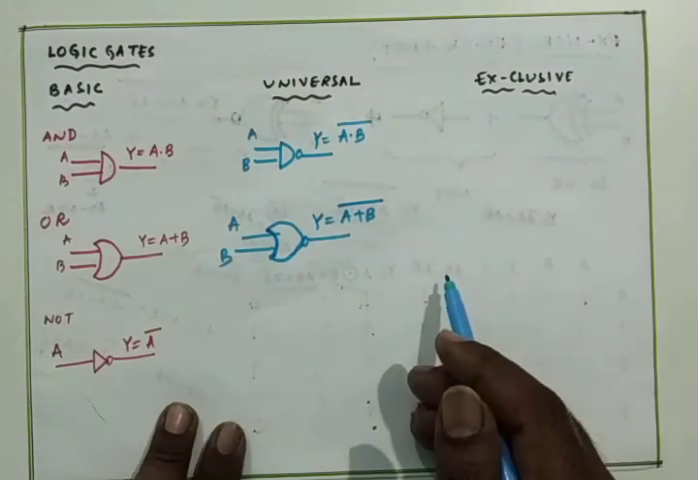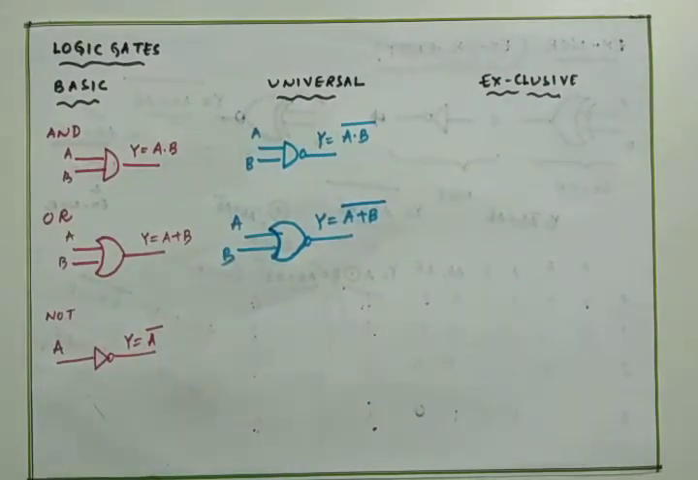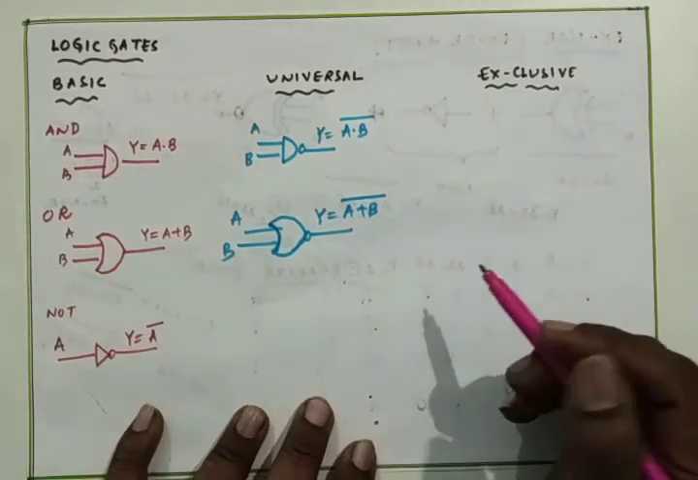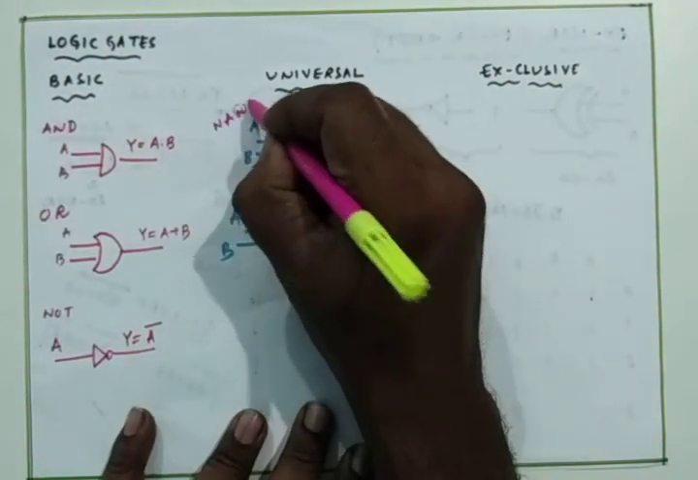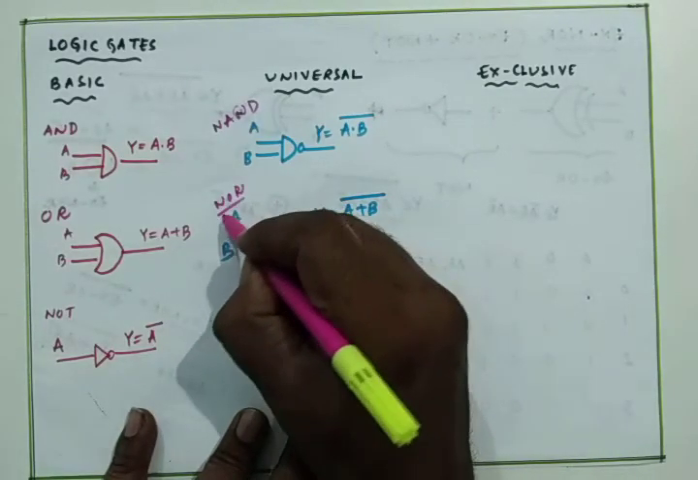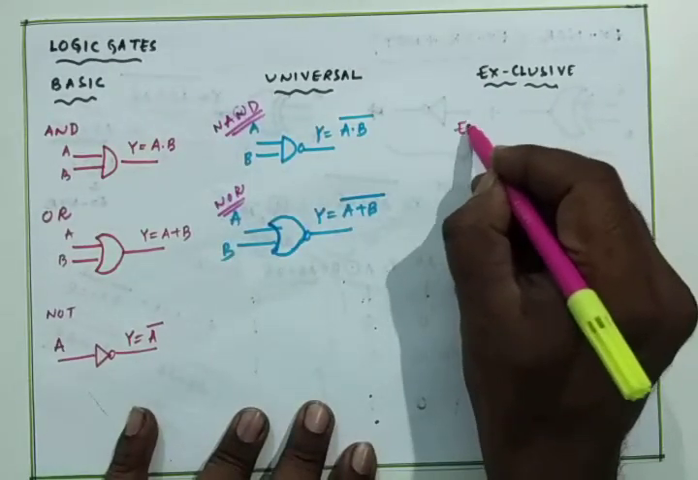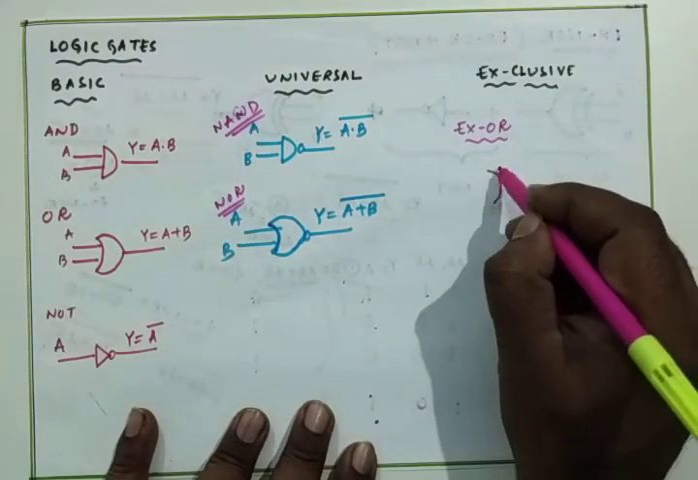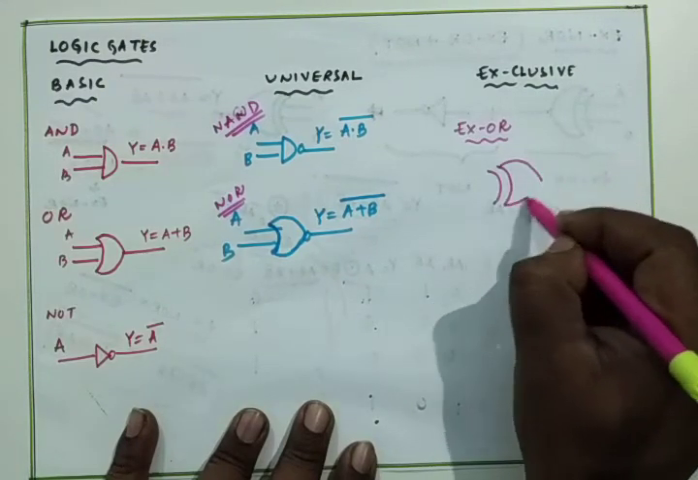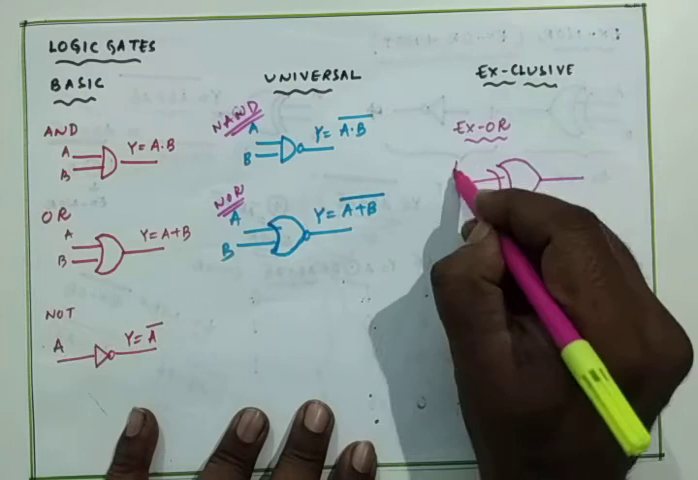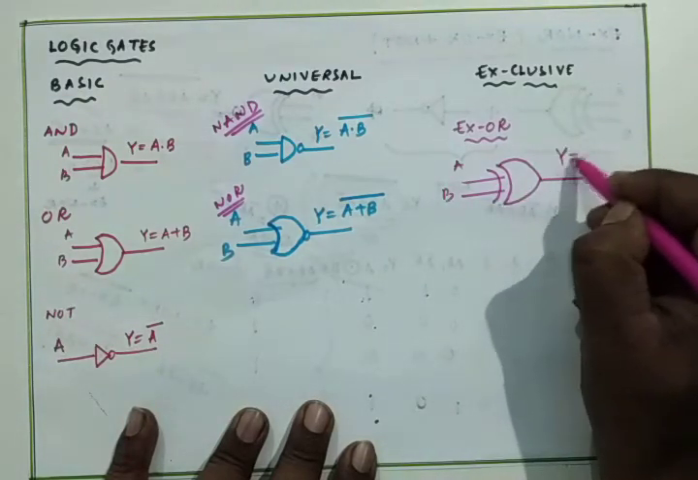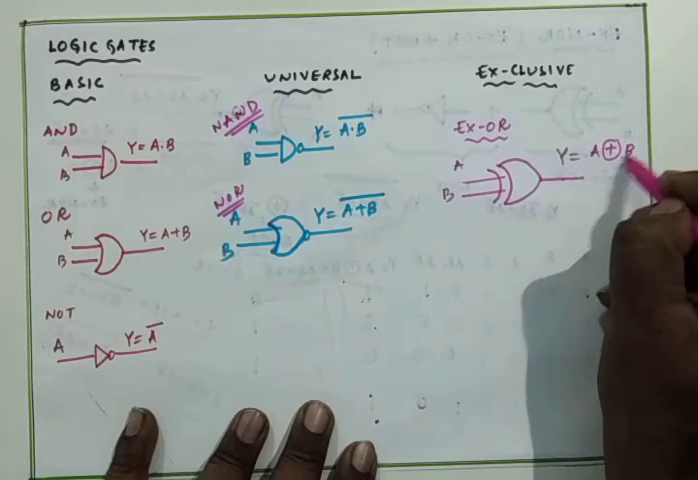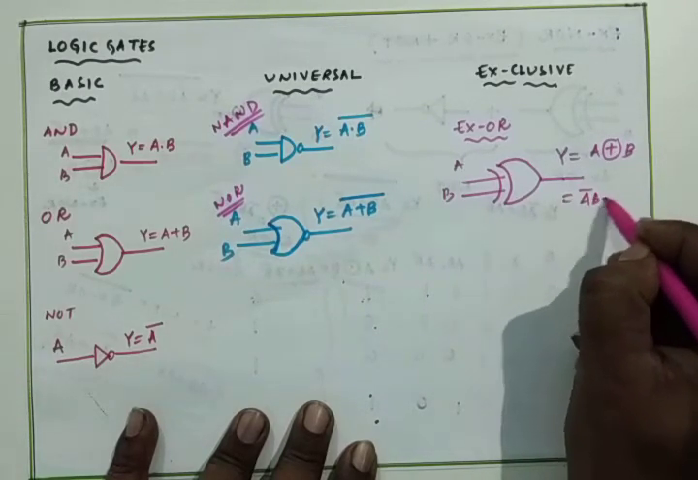Coming to the last classification of gates, that is the exclusive gates. There are two exclusive gates we have discussed. This is the NAND gate and this is the NOR gate. Then I am going with the exclusive OR gate. The exclusive OR symbol will be like this. This is A and B. The output will be A exclusive OR B, which is equal to A bar B plus A B bar.